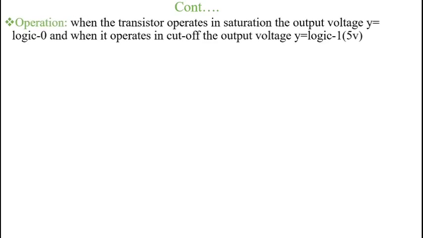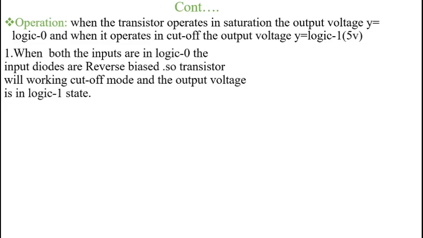Coming to the operation, when the transistor operates in saturation, the output voltage Y is logic 0, and when it operates in cutoff, the output voltage Y is logic 1. We consider the first possible combination of inputs: both inputs are in logic 0. When both inputs are in logic 0, the input diodes are reverse biased, so the transistor will work in cutoff mode and the output voltage is in logic 1 state.